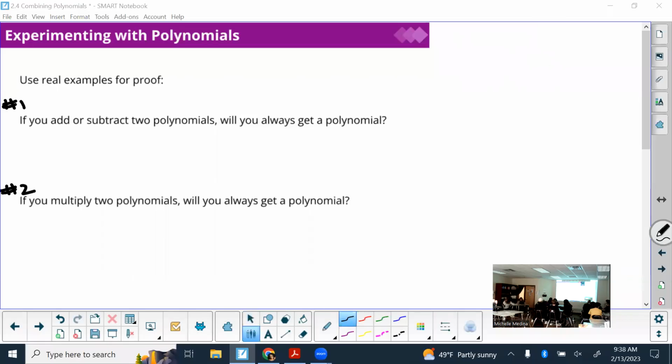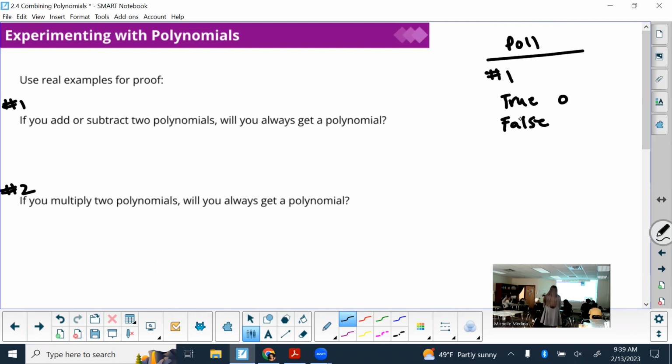So let's put it to a vote. So for the first one, if you think that it is true that if you add or subtract 2 polynomials, you'll always get a polynomial, raise your hand. Okay. If you think that that is false, raise your hand. Okay. So there was an overwhelming amount that said false. Any reason for that? Like, can anyone provide any reason? Yes?